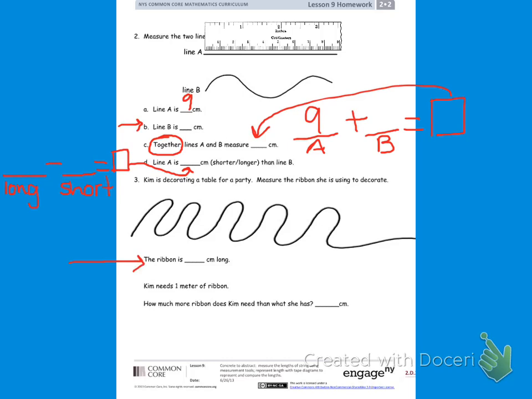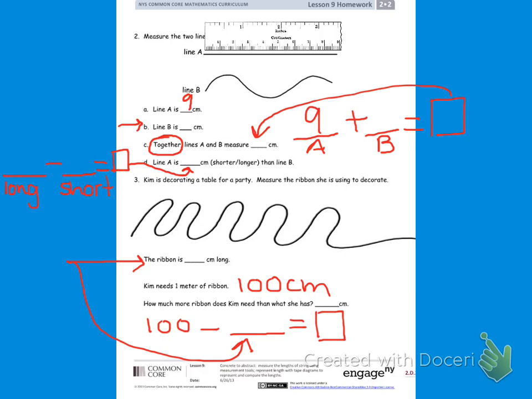Kim needs 1 meter of ribbon. How much more ribbon does Kim need than what she has? Well, we learned that 1 meter is the same thing as 100 centimeters. So, we're going to take the 100 centimeters that she needs, and we're going to subtract the amount that she has already to get our answer. Remember, the amount that she has already is the amount that you've written above. So we'll go ahead and put that number right here as well.